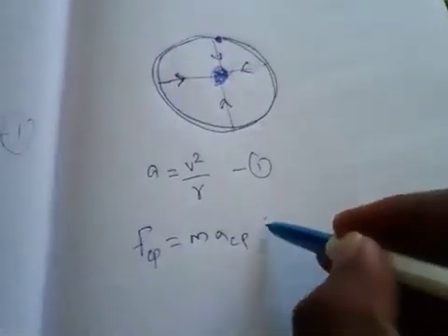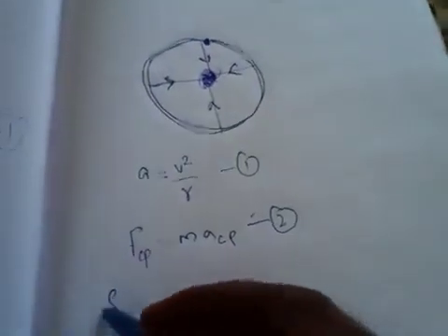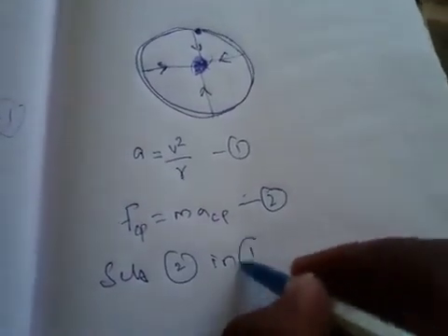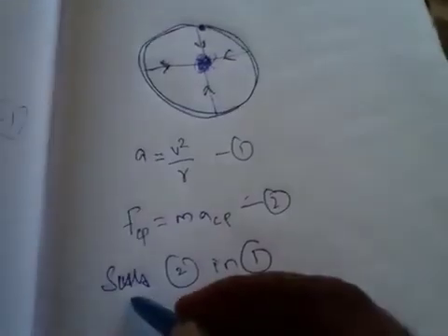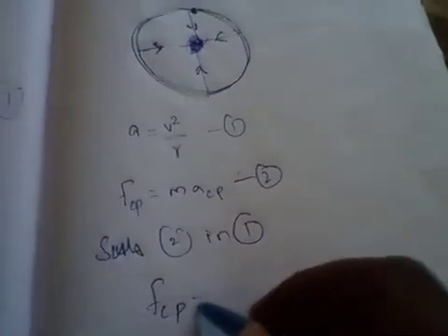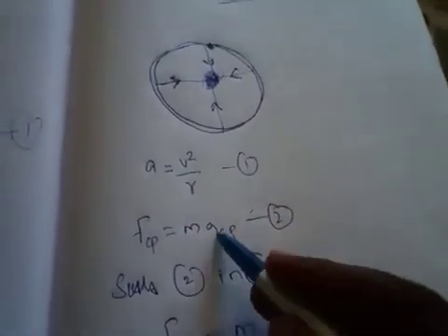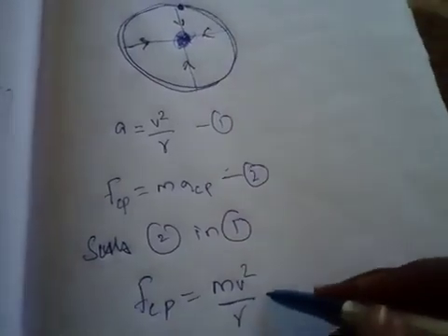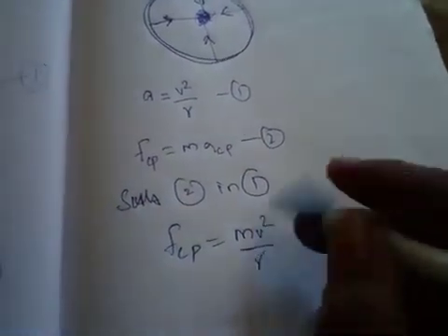We know that this you can keep as equation 1, this you can keep as equation 2. Now you can substitute 2 in 1. So substitute equation 2 in equation 1, so that you will get F_CP is equal to m. Instead of a you have to put v square by r. So this is the equation we are using.